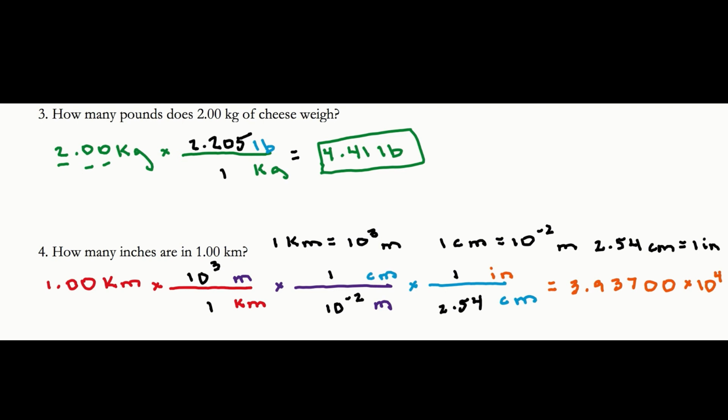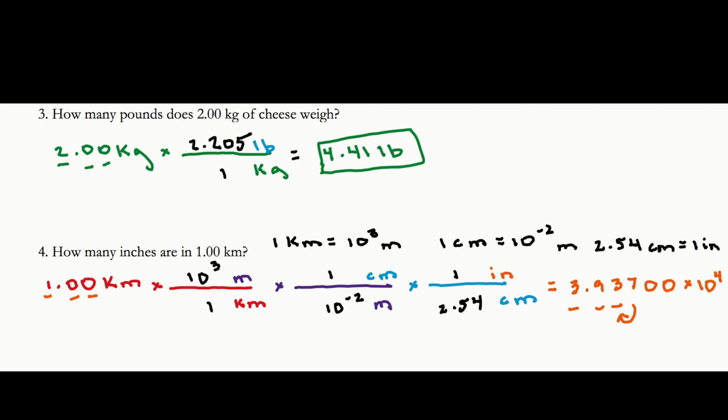Let's figure out units and sig figs. First, sig figs. 1.00, there is a decimal present, so I'm going to count from left to right. Leftmost number is a 1, so 1, 2, 3 sig figs. So for 3.93, I want 3 sig figs. The 7 does round the 3 up, so I've got 3.94 times 10 to the 4th, and I am in inches.